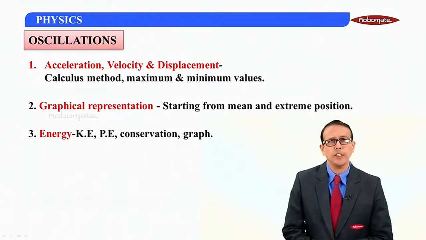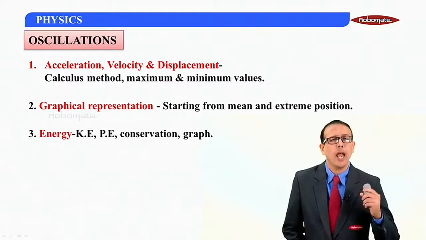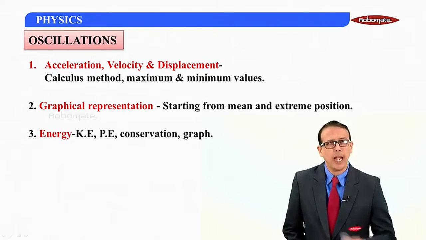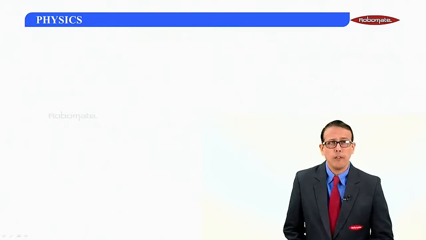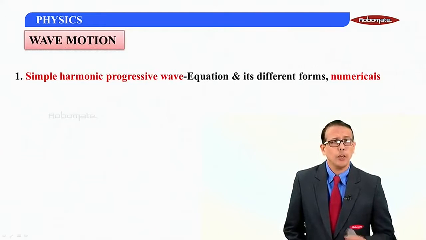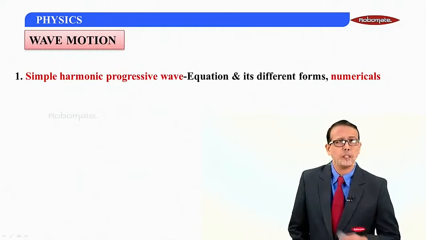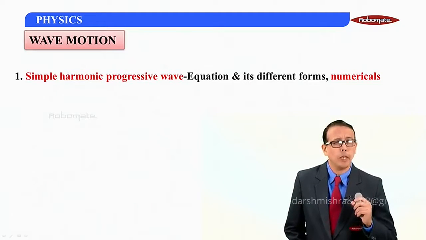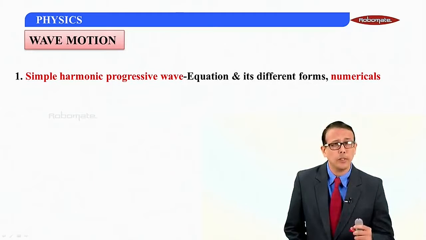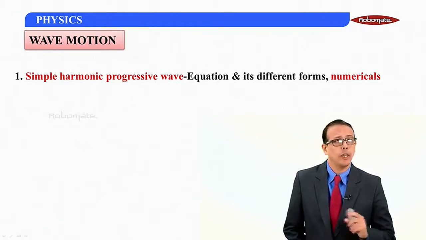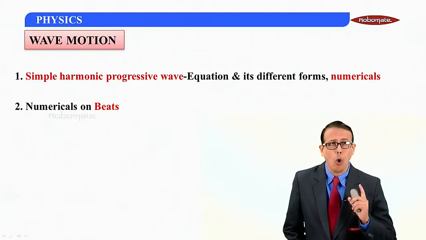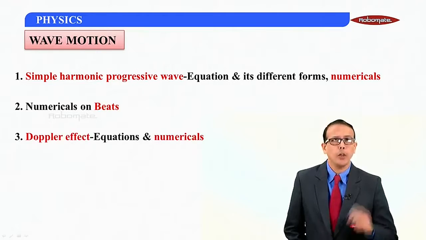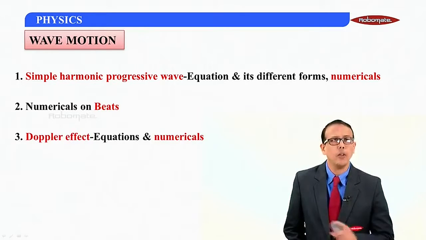The next question, students, here is expression for kinetic, potential and total energy, its conservation and its graphical representation. Also, numericals on simple pendulum are important in this chapter. If I move ahead, wave motion, here the first important question is the expression for equation of simple harmonic progressive wave and its different forms and numericals based on different forms of simple harmonic progressive wave. Also, numericals on beats are very important, and Doppler effect, different equations and numericals on Doppler effect.